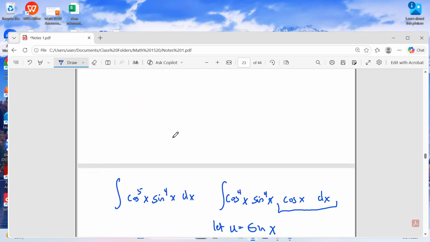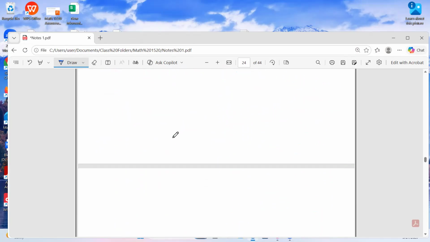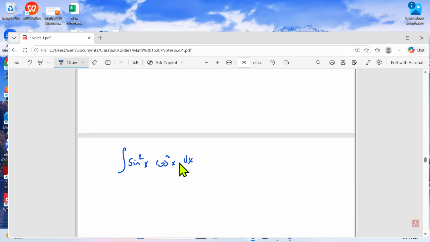Okay, that's great and all. What happens if they're both even, right? If they're both odd, we know what to do. We reserve one and change everything in terms of the other one. But what if we end up with the integral of sine squared x cosine squared x dx? They're both even, and now what do I do? So this requires a different strategy.